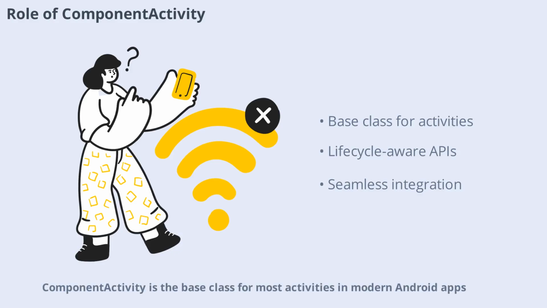Component activity is the base class for most activities in modern Android apps. It provides the lifecycle-aware APIs needed to integrate ViewModel management into your activity's lifecycle. By extending component activity, your main activity or any other activity can seamlessly use ViewModel features, ensuring that your data survives configuration changes and is properly cleared when the activity is destroyed.